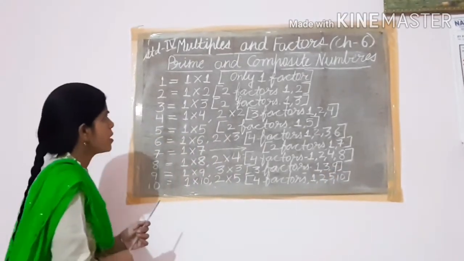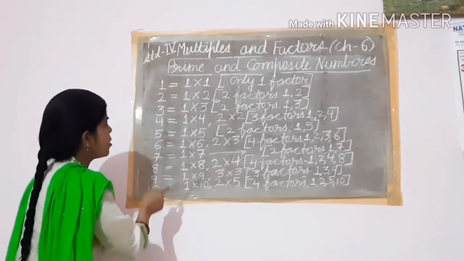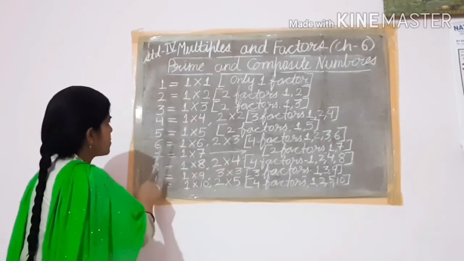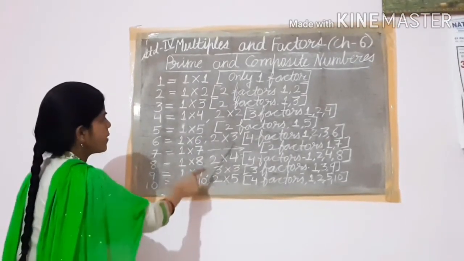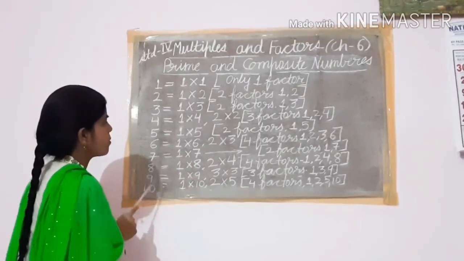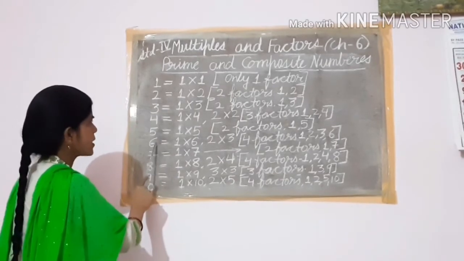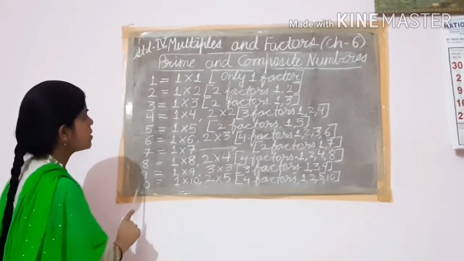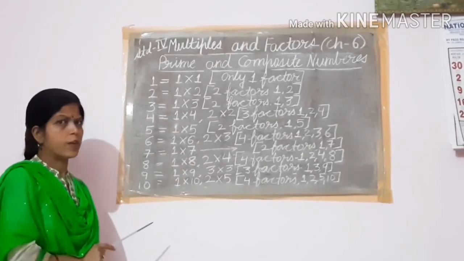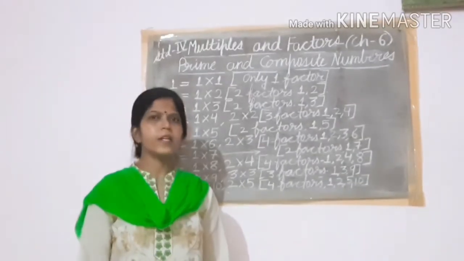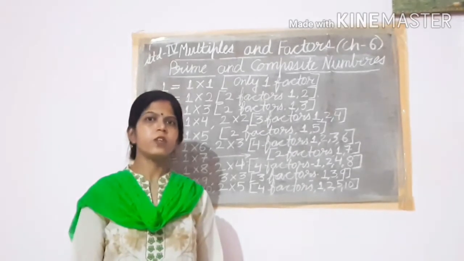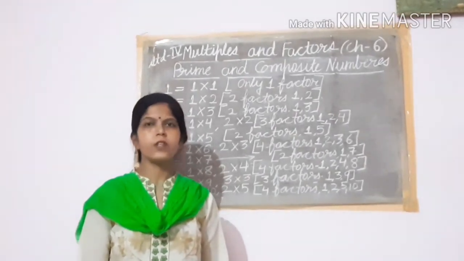So children, are you able to see some of the natural numbers have 2 factors, some of the natural numbers have 3 factors, like here 4 and then 9. Then some of the natural numbers have 4 factors, like here you can see 6, then 10, and 1 has only 1 factor. Do you know prime numbers are numbers which have only 2 factors, namely 1 and the number itself, called prime numbers.